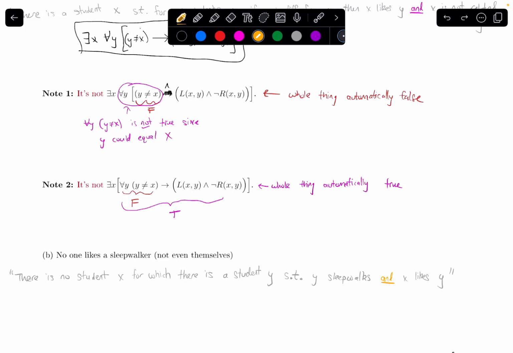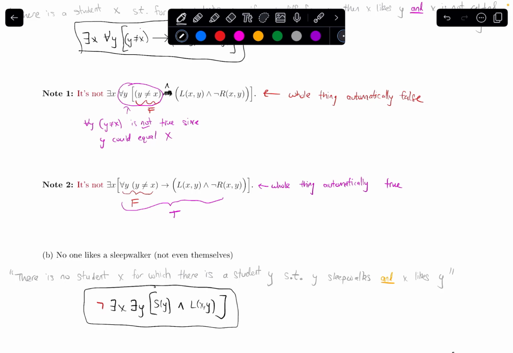Okay, so we're ready for some quantifiers. So I have the negation. There is no student would be the negation of, and I get there exists x, for which there's a student y is there exists y. And then I'll put a bracket, and then I have my and statement. So my and, the first part of that is y sleepwalks, S of y. And then x likes y would be L of x comma y. And we got it.